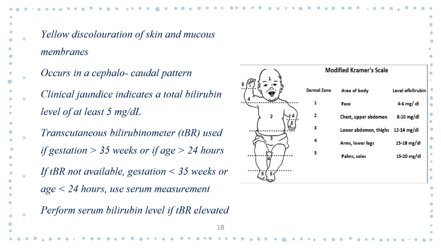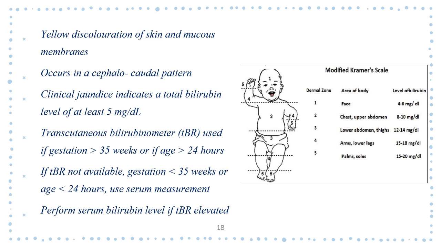But clinically, how do we measure the bilirubin? There is something called a transcutaneous bilirubinometer, which we will see a picture of in the next slide. You're using it in babies older than a gestational age of 35 weeks, or if the age is more than 24 hours. But if you're not having a transcutaneous level and the baby's preterm, earlier than 35 weeks, or still younger than 24 hours of life, then you will use the serum measurement. And of course, you will use the serum level if the transcutaneous level is elevated.